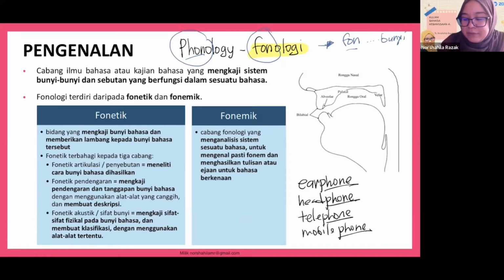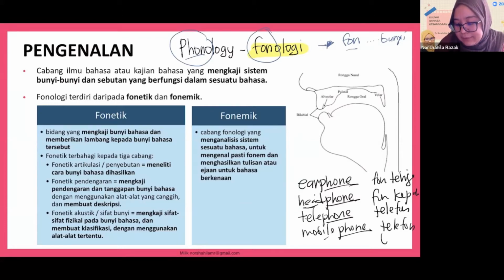So dalam bahasa Melayu, phone telinga, okay, phone kepala, okay, telefon, okay, telefon bimbit. Ni this one telefon bimbit. Jadi semua ini ada berkaitan dengan bunyi dan sebab itulah kita namakan dia ada juga dengan perkataan phone. Earphone, mobile phone. Jadi mesti berkaitan dengan bunyi.